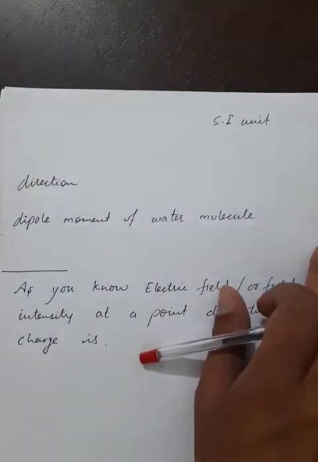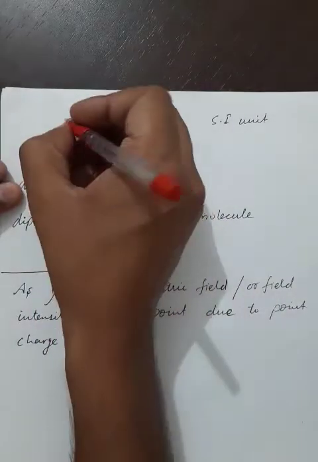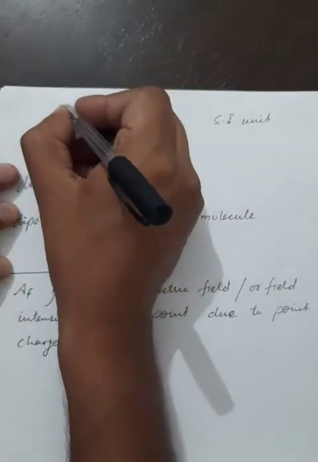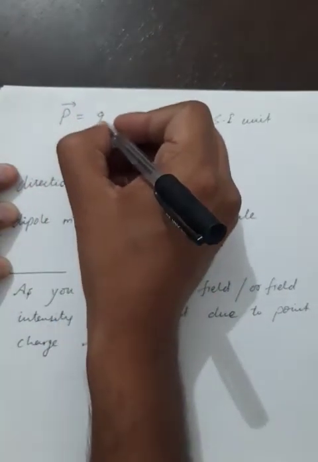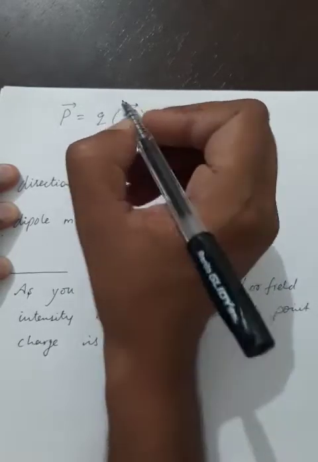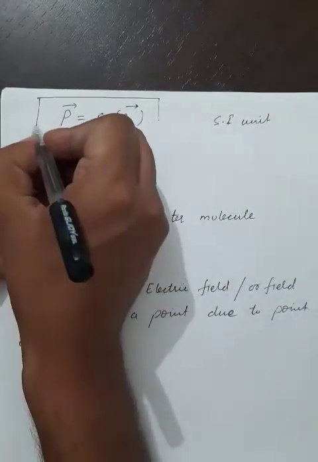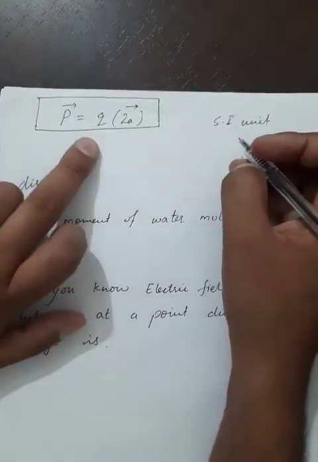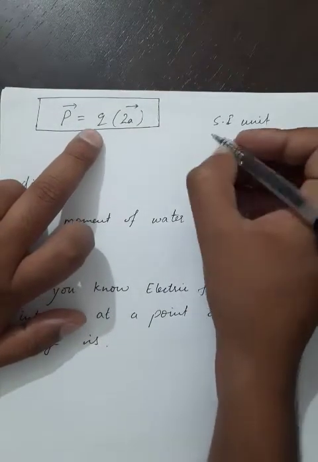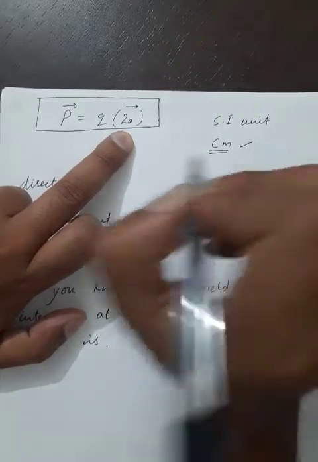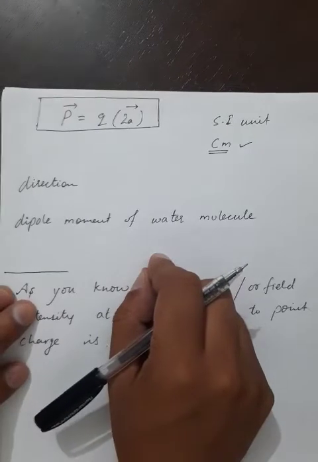Now according to the definition, the dipole moment can be written as p vector equal to the product of either charge into the length of the dipole, say vector. This is the electric dipole moment. And what will be the SI unit of electric dipole moment? For charge it is the coulomb, and for length it is the meter. So coulomb meter is the SI unit of electric dipole moment.